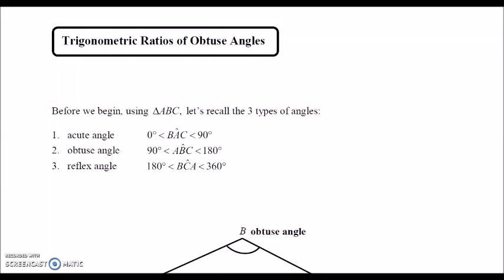Hello everyone. So for today's lesson, we are going to explore trigonometric ratios of obtuse angles. But before that, probably we need to do some recall on what we've learned in Sec 2. Okay, so let us now do a quick recall on the three types of angles that we have learned so far. Okay, the first angle is known as an acute angle.